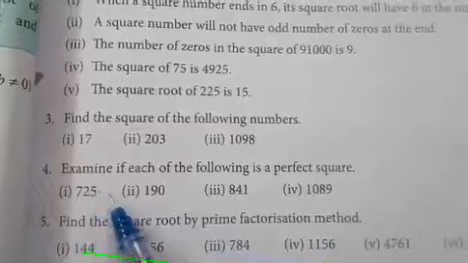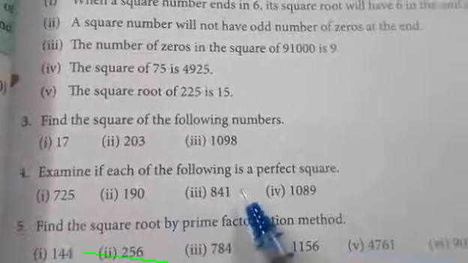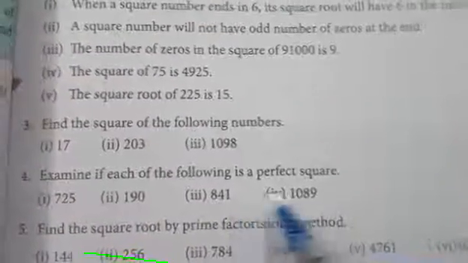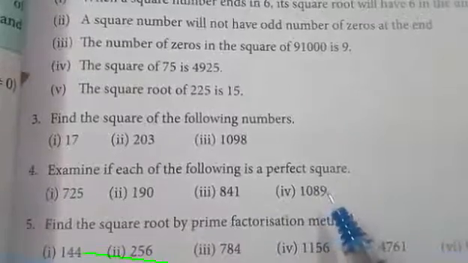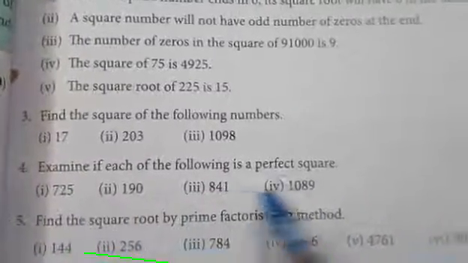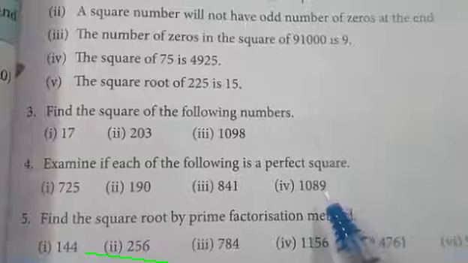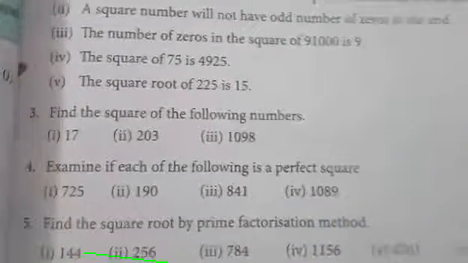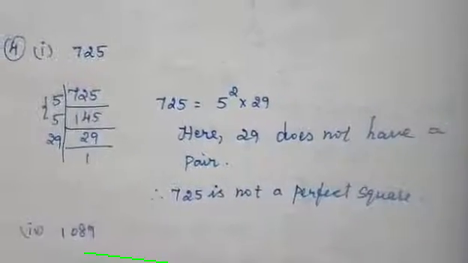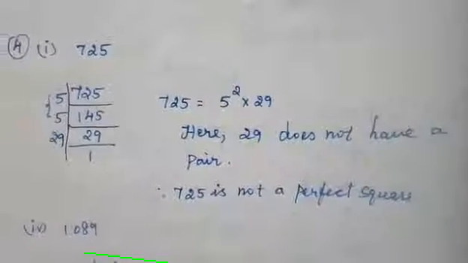Now the fourth question: examine if each of the following is a perfect square. The first problem 725, second problem 190, third problem 841, fourth problem 1089. For this, we have to check whether it is a perfect square. You have to use the prime factorization method, which you already learned in the previous classes.